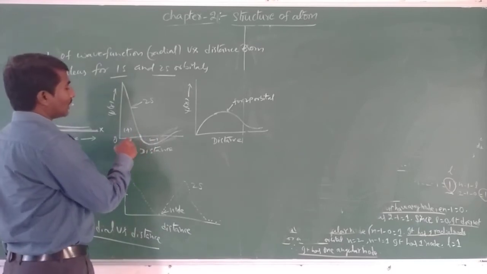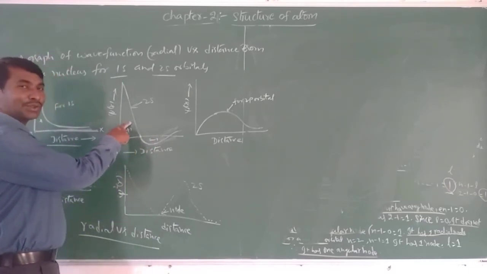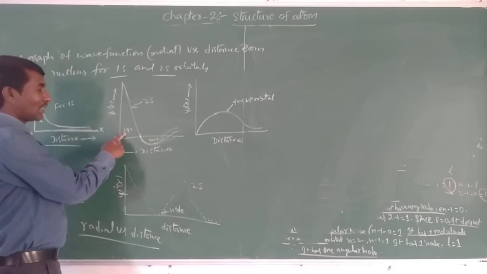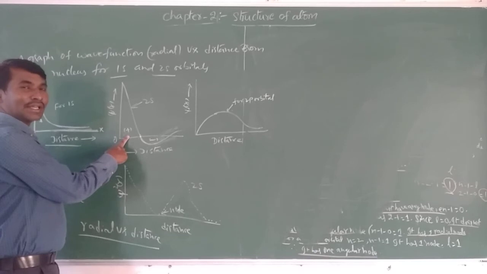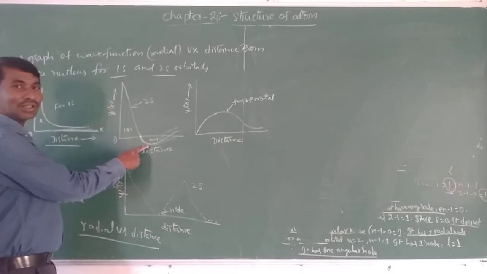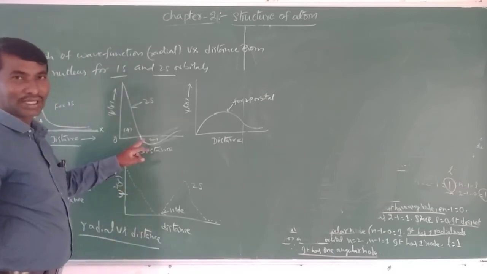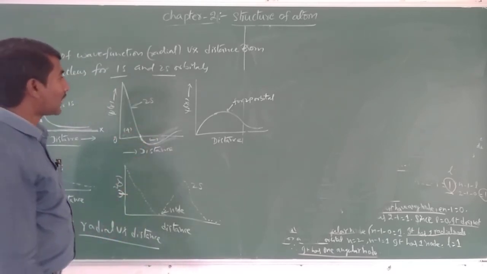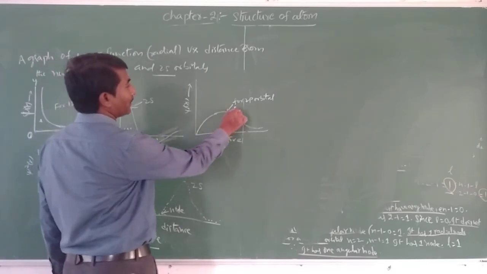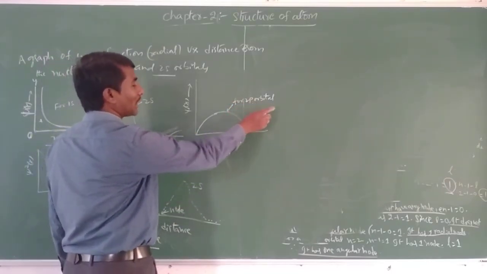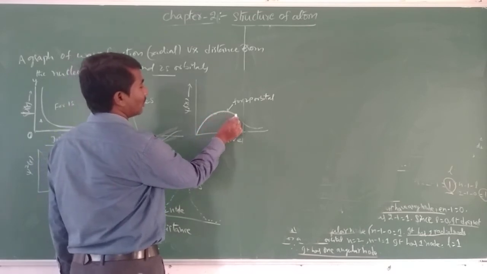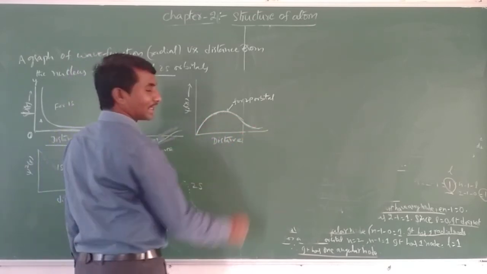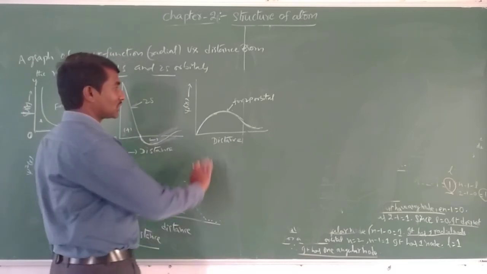Okay, so in the 2s orbital, positive means the electron probability is near the nucleus, and the negative sign is away from the nucleus. Another one is for the 2p orbitals, where the distance increases from 0 and then decreases like this.